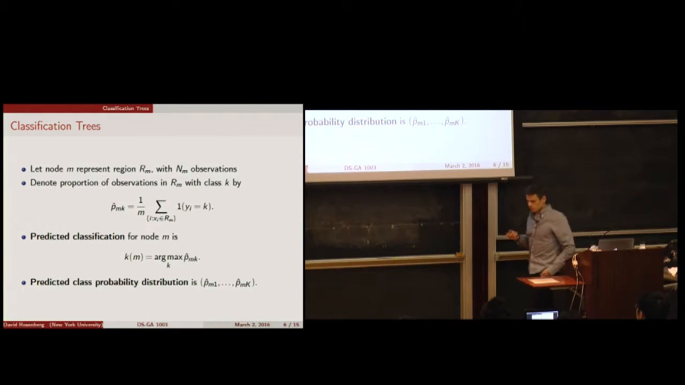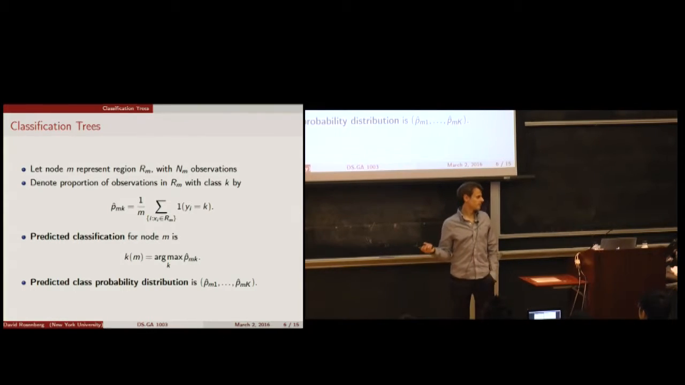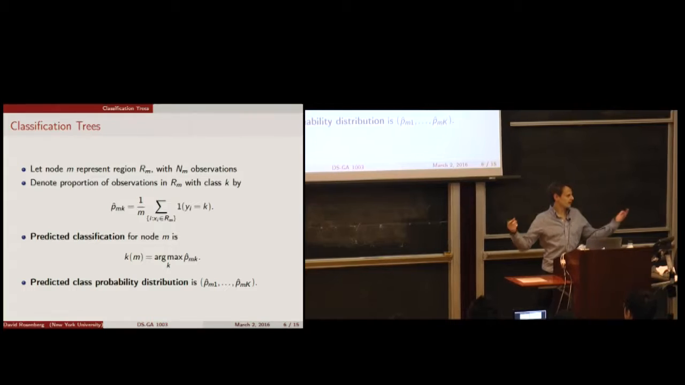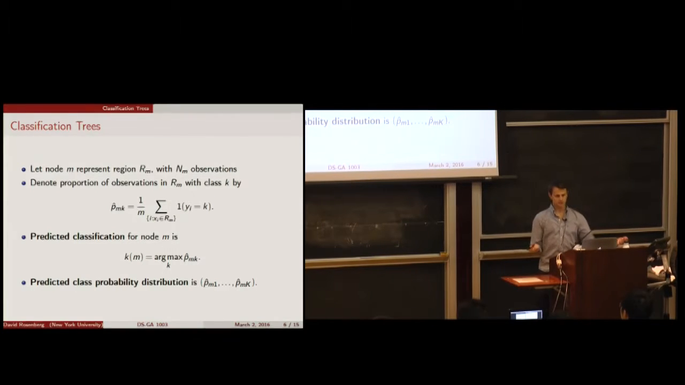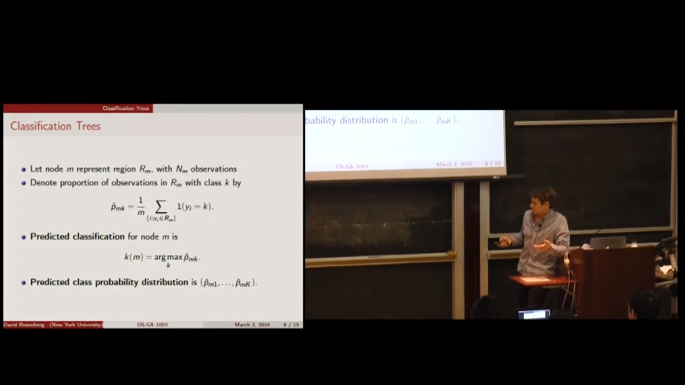That's when we want to predict a single class. We could also predict the whole probability distribution. Why not? The obvious thing is you predict the relative proportions of each class. So almost for free, we can predict whole distributions of our classes using the proportions in the node.